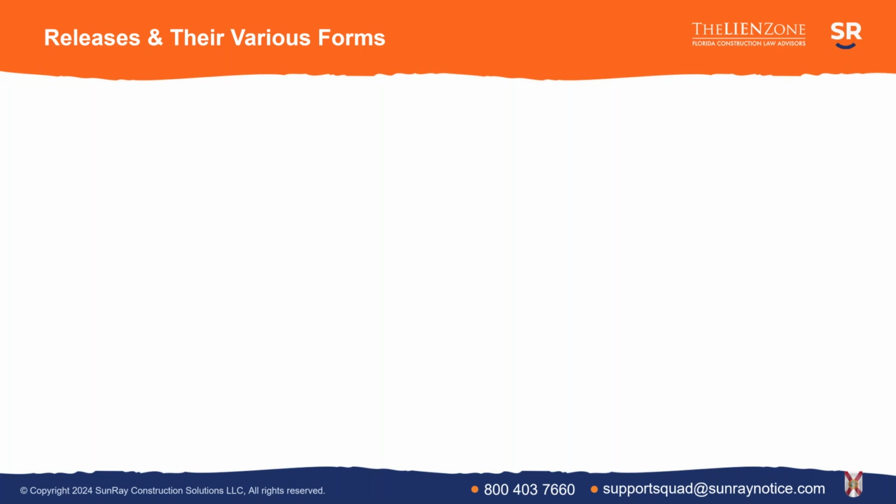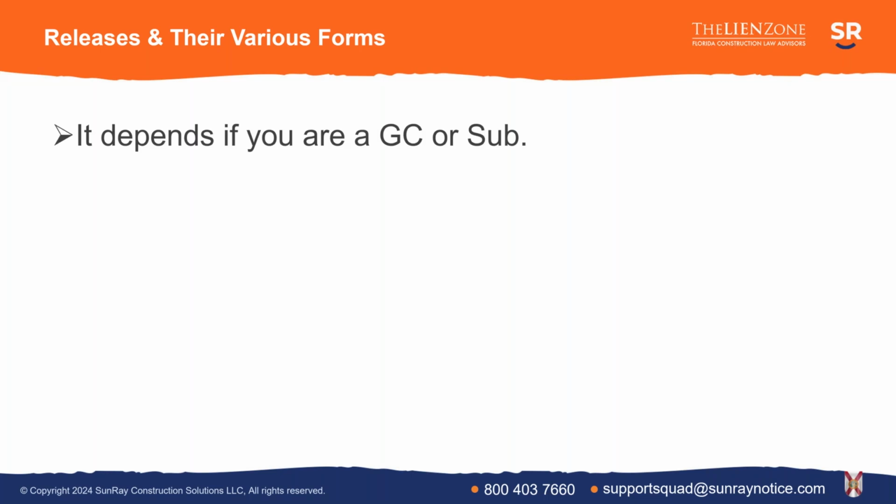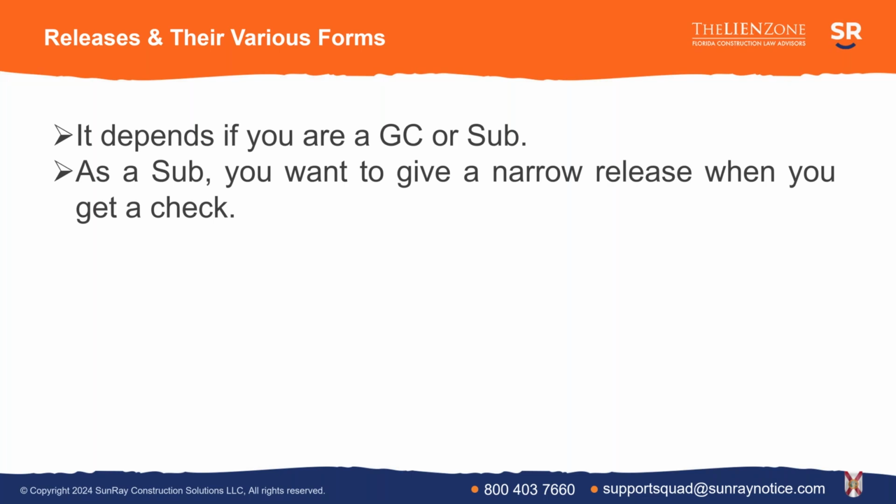Okay, so let's talk about releases. The first thing you need to understand is that not every release is the same. Depending on whether you're the owner, the GC, the sub, or the sub-sub, that release is going to look different. And it looks different for a reason. As a subcontractor, you want to give someone a very narrow release, giving away the fewest rights as possible when someone is giving you a check, right? If I'm a painter and I'm showing up to pick up a check, I'd like to give away the fewest amount of rights as possible in exchange for that check.